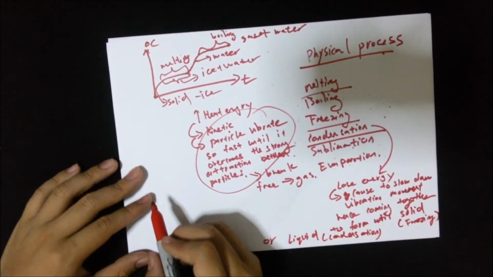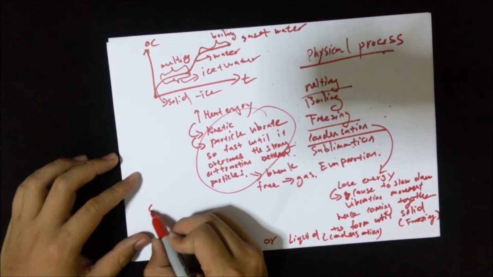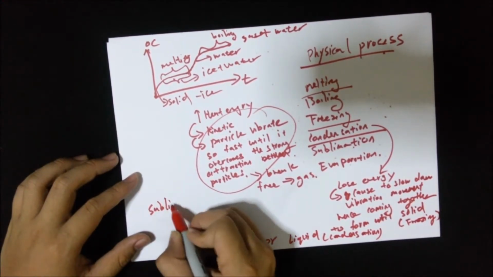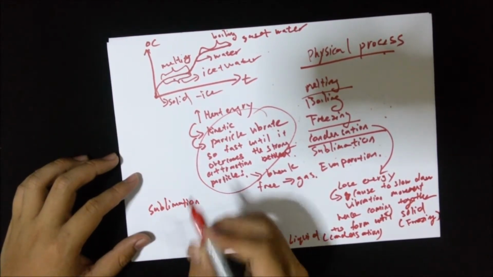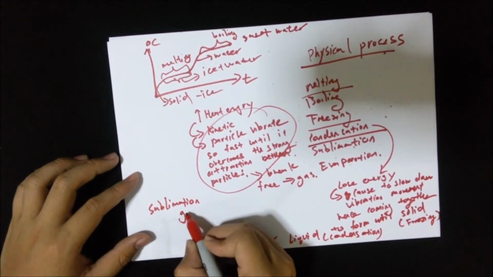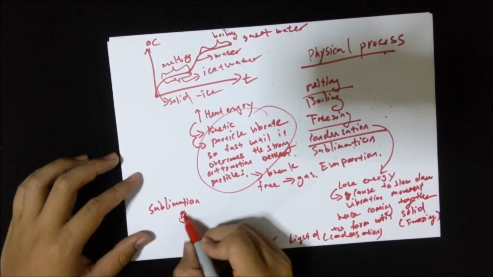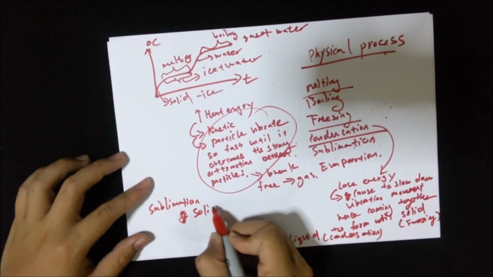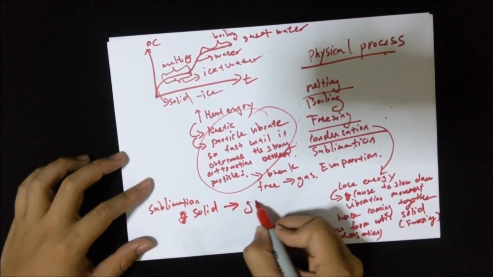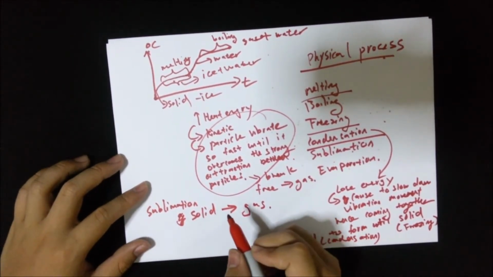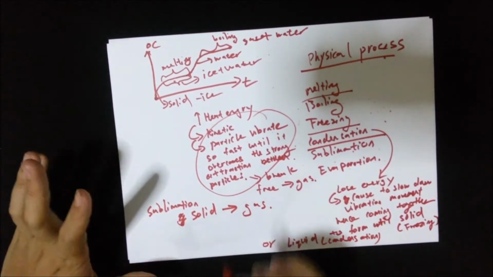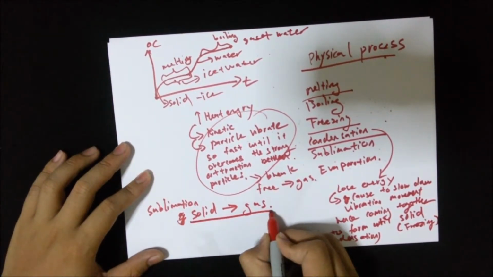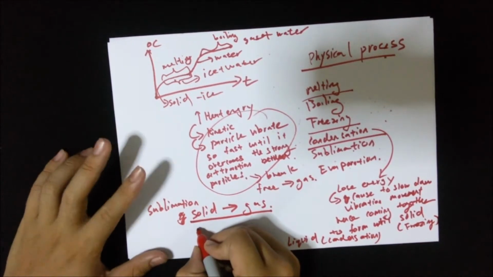And there are two more special processes that you must know, which is sublimation. Sublimation is the change of state where it changes from solid directly into gas. This is known as sublimation. What you need to know about this sublimation is that it changes from solid into gas, and you must be able to name a few examples.